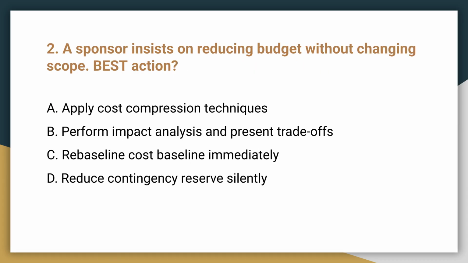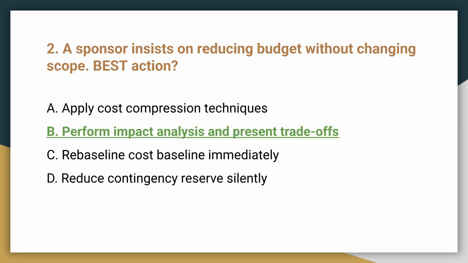Question 2. A sponsor insists on reducing the budget without changing the scope. What is the best action? The best action is B, perform impact analysis and present trade-offs. PMI requires an impact analysis before altering the baseline, as cost reduction affects scope, quality, or risk.